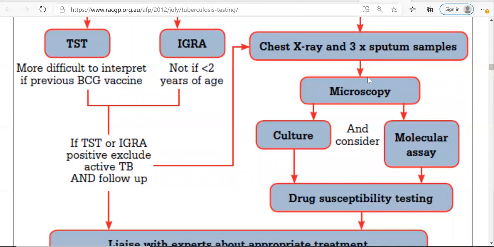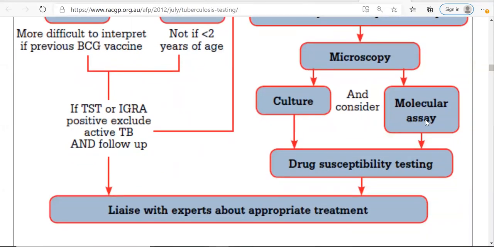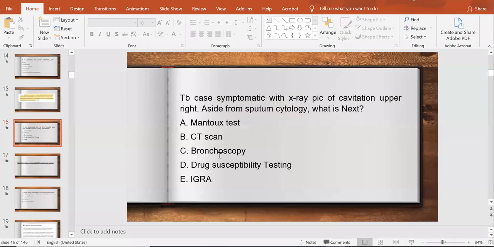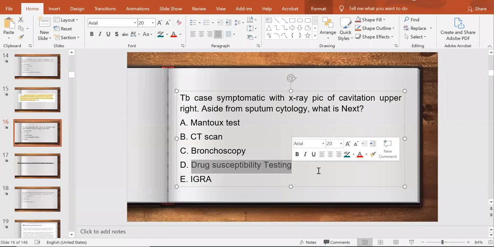But your question asks more than that. If you go down, you can say you can do some molecular assay, or most importantly, you can do drug susceptibility testing, which means you are trying to see if the first line medication that we use for a TB patient, if your patient is susceptible to that drug or not. Or sometimes multi-resistant TB can be there. So that's why we need to do drug susceptibility testing. So in this case, the next best thing to do will be a drug susceptibility test.